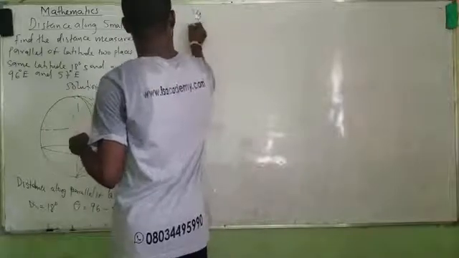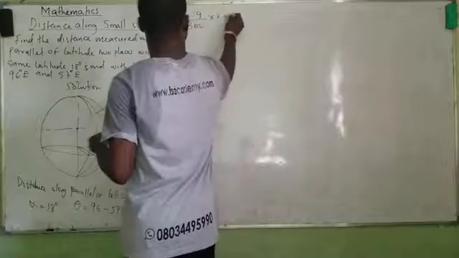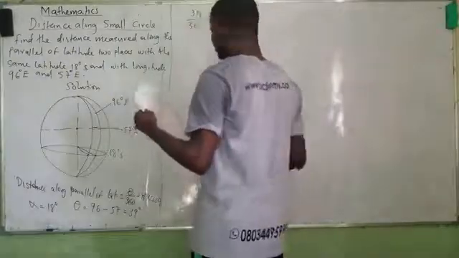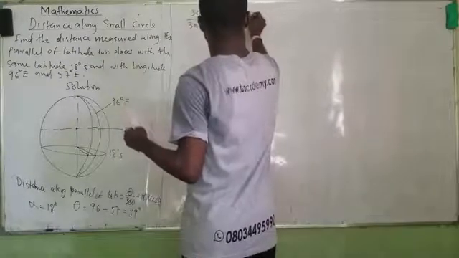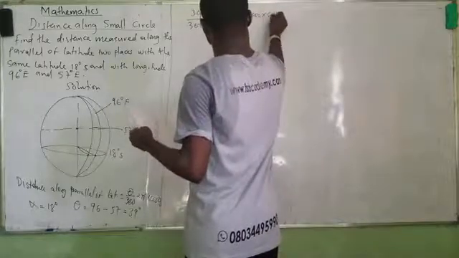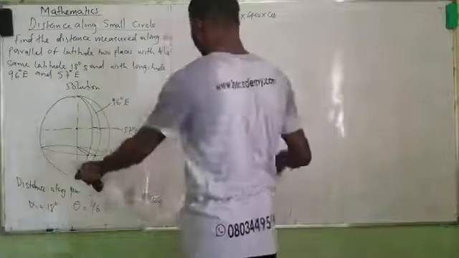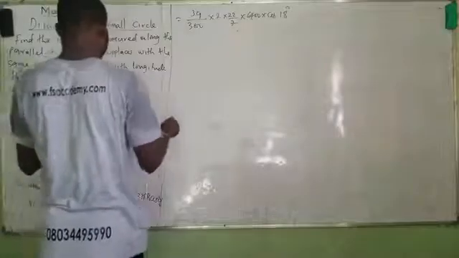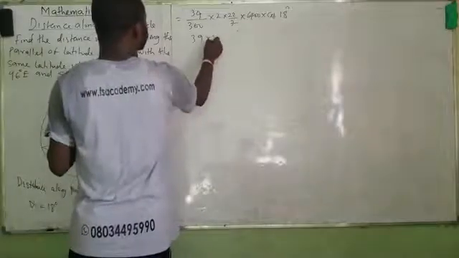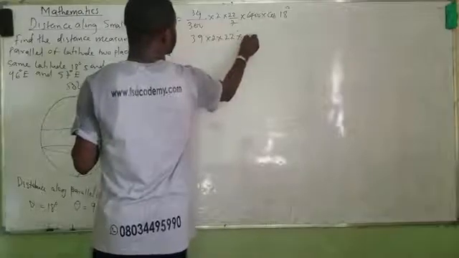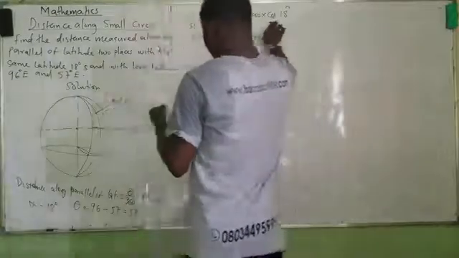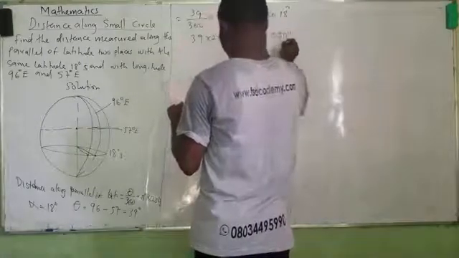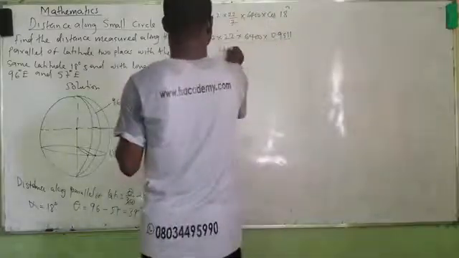theta, which is 36 divided by 360 multiplied by 2 pi 22 all over 7 multiplied by what? Big R is always given, which is going to be 6,400 multiplied by cos 18. That is all. And by so doing that, I'll be having 39 multiplied by 2 multiplied by 22 multiplied by 6,400 multiplied by cos 18. Cos 18 will be 0.9511 divided by 360 multiplied by 7.